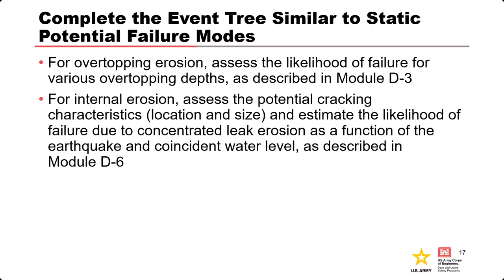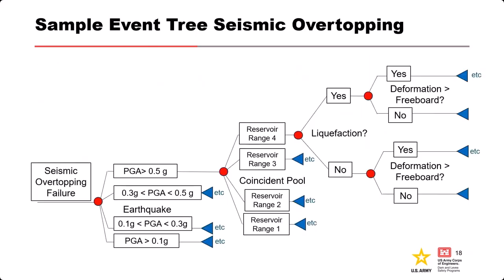And then we have to actually complete the event tree for overtopping failure or internal erosion failure. So if this is our event tree for seismic overtopping, first we're going to have the earthquake loading, because for different levels of shaking, I can have different responses. I might trigger liquefaction at higher PGAs, but not at lower PGAs. So I might not have strength loss at lower PGAs. So I have a different response of my embankment.